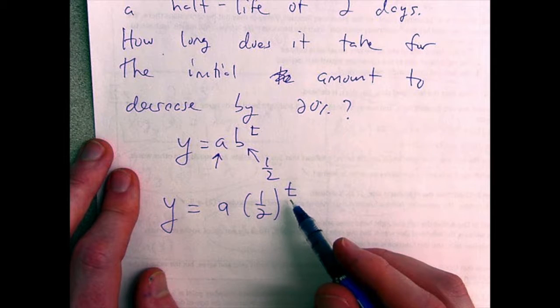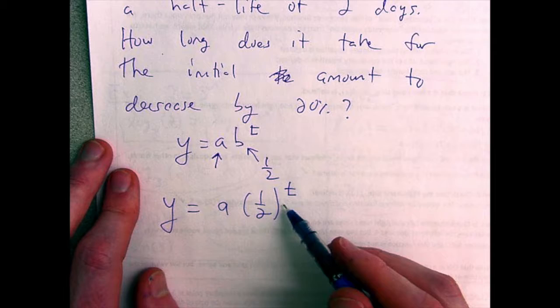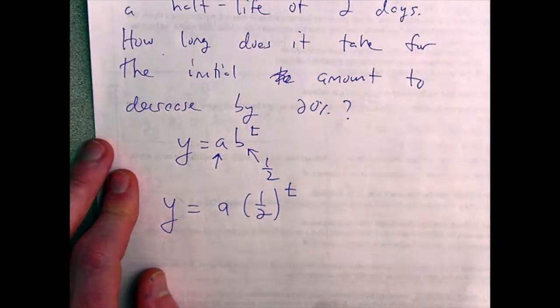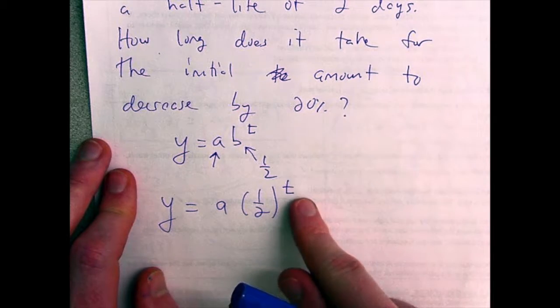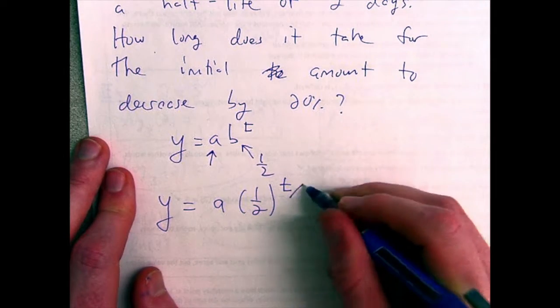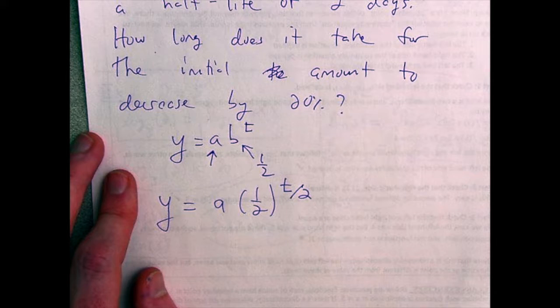But of course, if you remember, we have this small issue where we only want to multiply by a half every 2 days, right? This thing is supposed to have a half-life of 2 days, but right now we're multiplying by a half every single day. The clock is running too quickly. The exponent has to be modified. If we divide the t by 2, now we'll only be multiplying by a half every 2 days.